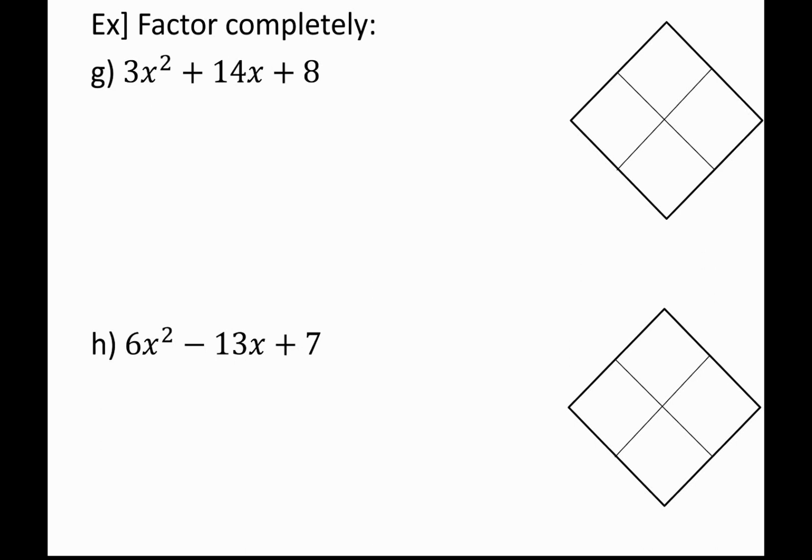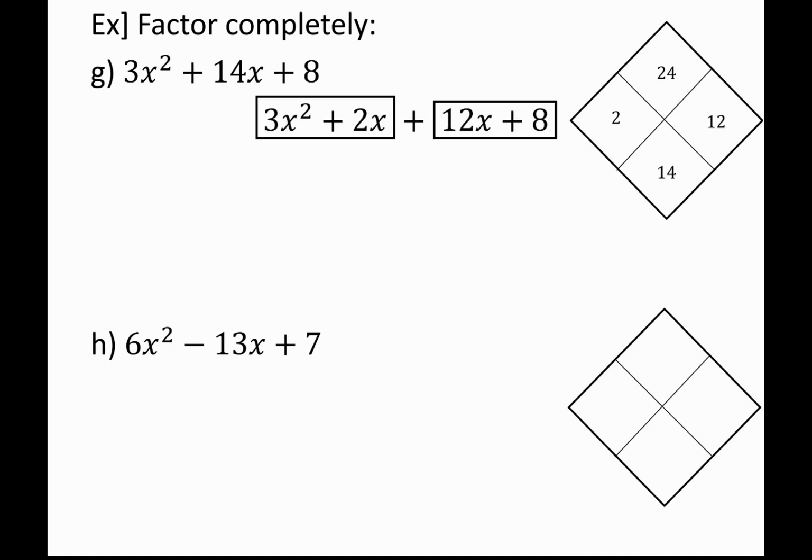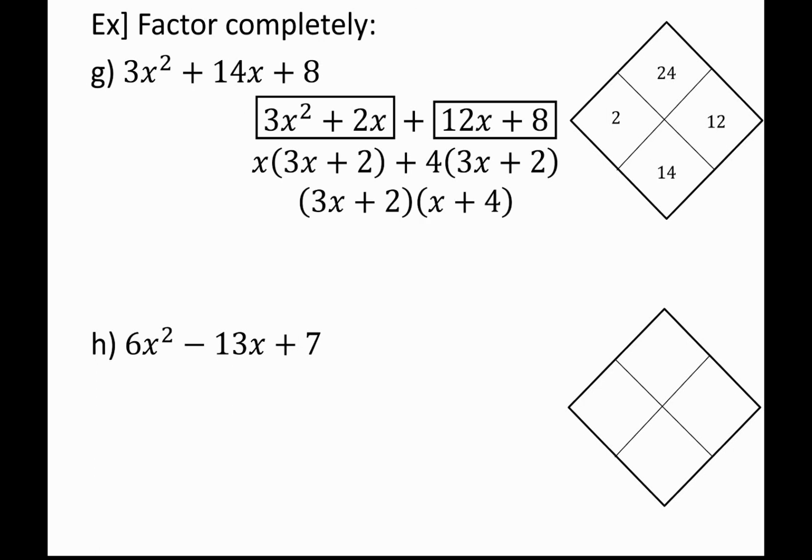It'll be 24 up top, 14 down below. What numbers finish your diamond? That'll be 2 and 12. Split the middle term, find the GCFs, pull out that common binomial factor of 3x plus 2, and x plus 4 is your remaining quantity.